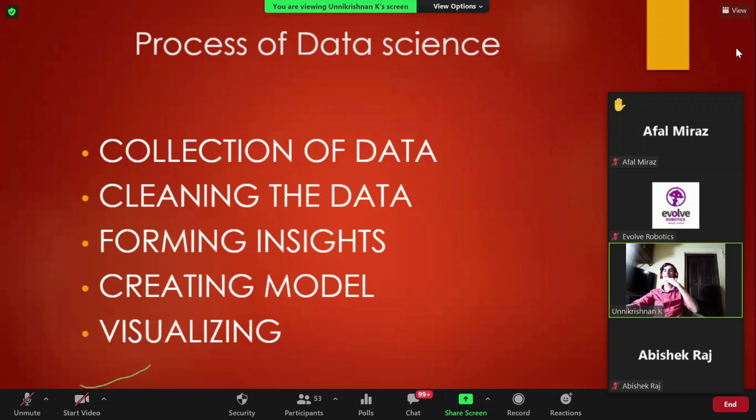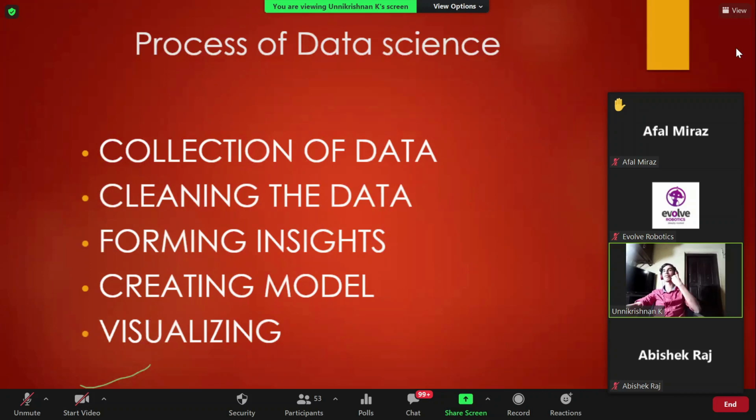And the next step is visualizing. As we discussed before, after forming insights and collecting, cleaning and all, we visualize the data so that we can get a general idea about the data and we can make relevant conclusions from it.